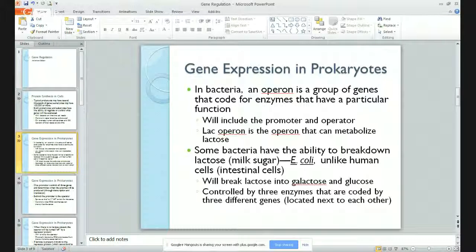The lac operon has 3 enzymes that come right after the promoter and the operator. Each enzyme is made by its own different gene. So they're all right next to each other. I know this sounds really abstract, I promise. When you see the picture, it should make more sense.